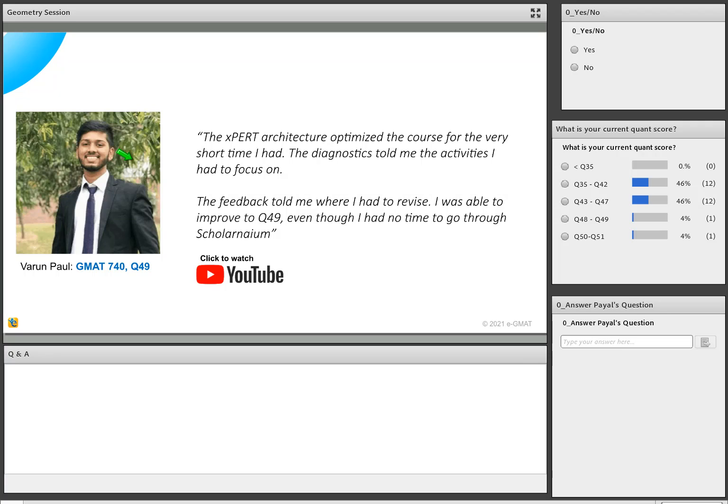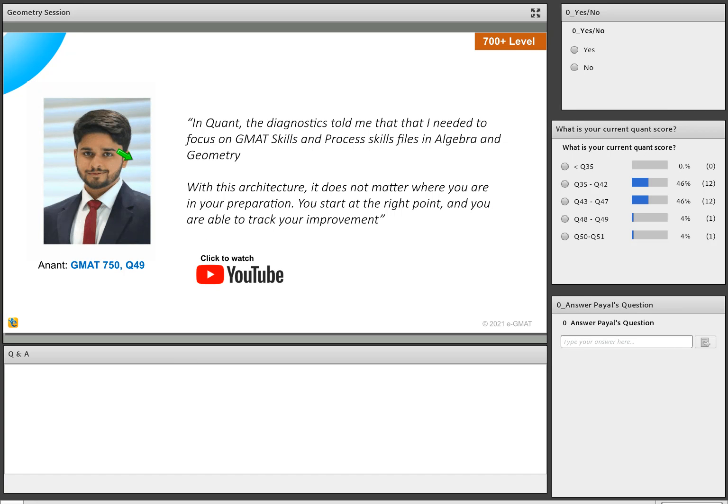"I was able to improve to Q49 even though I had no time to go through Scholaranium, and Scholaranium is what gives you cementing, stage 2 of preparation." Anand scored a Q49. "In Quant, the diagnostics told me that I needed to focus on GMAT skills and process skill files in algebra and geometry." So Anand didn't need to focus on concepts, and he didn't spend his time there. With this architecture, it does not matter where you are in your preparation. You start at the right point and you're able to track your improvement.